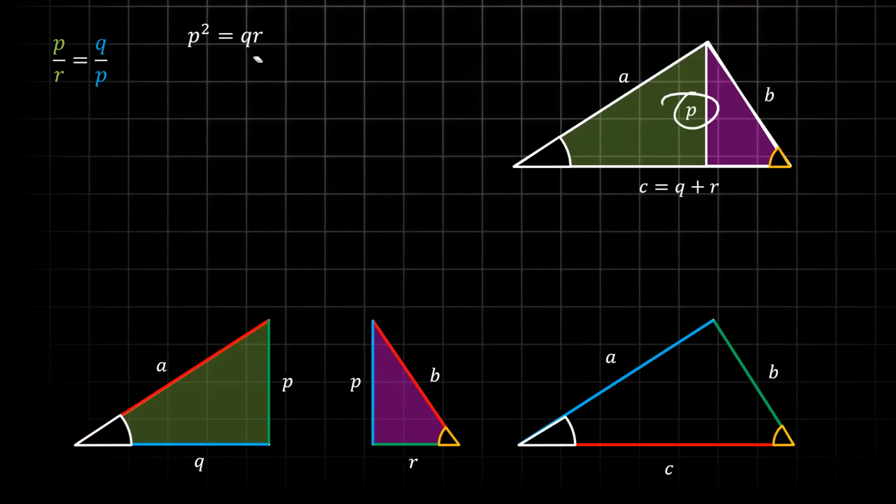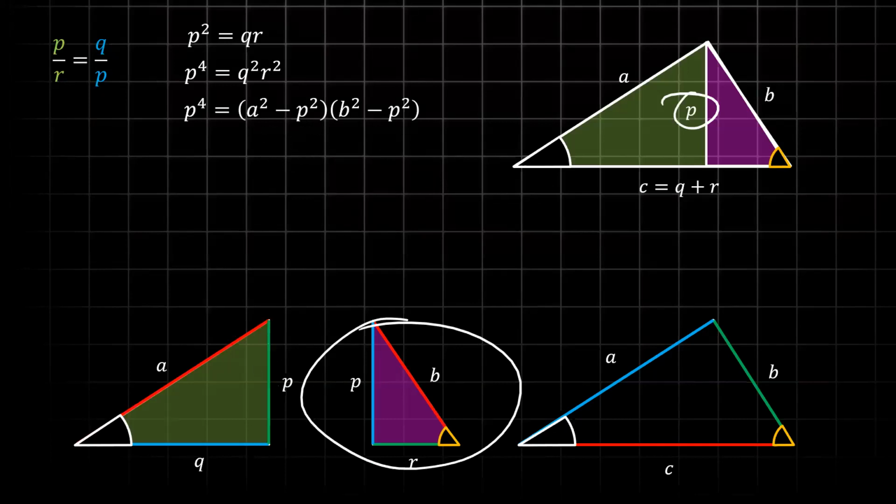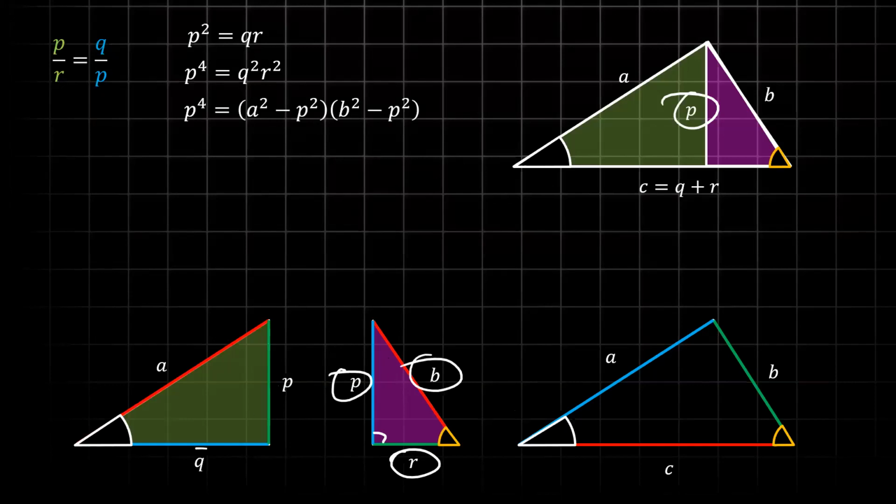Now I'm going to take advantage of that to do something interesting. I'm going to square both sides. From Pythagoras theorem, from these two triangles, we get A square minus P square and B square minus P square. Is this obvious? Everybody fine with that? R square is B square minus P square by Pythagoras theorem, since this is 90 degrees. Similarly, Q square is A square minus P square.